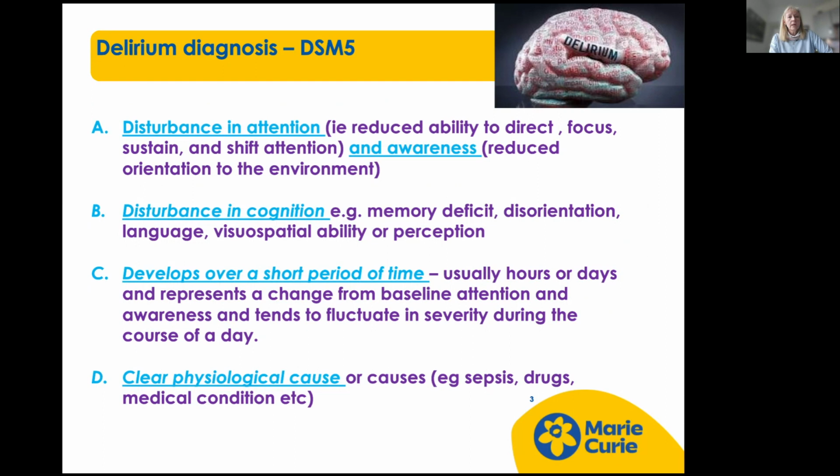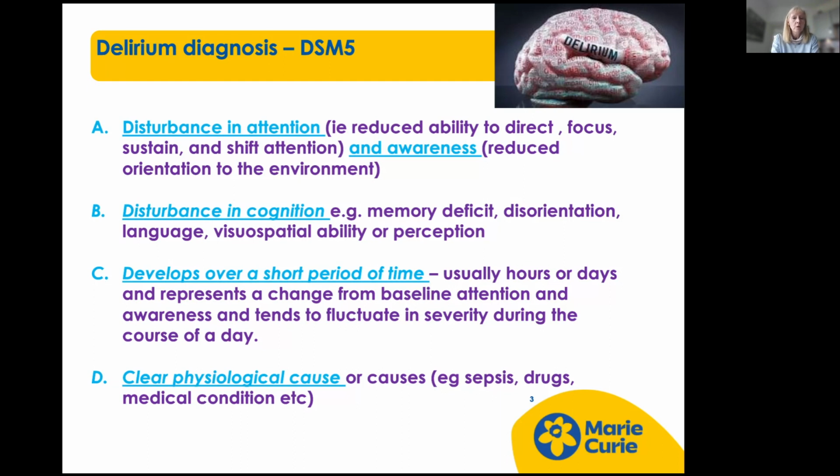The diagnostic criteria really focus on these four areas that are laid out here in the DSM-5 psychiatric diagnostic manual. This is the gold standard diagnostic criteria for delirium. You're looking for disturbance in both attention and awareness, so that ability to focus, to be oriented to your environment is lost. Then disturbance in cognition, which can be a number of different areas of cognition.